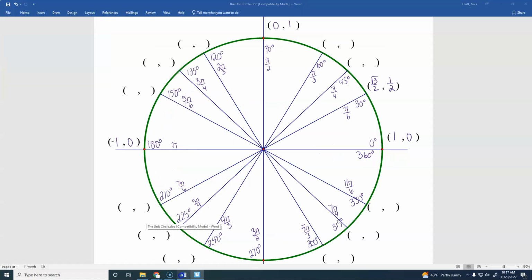Okay, so let's add that to our unit circle. We got square root of 2 over 2, square root of 2 over 2.